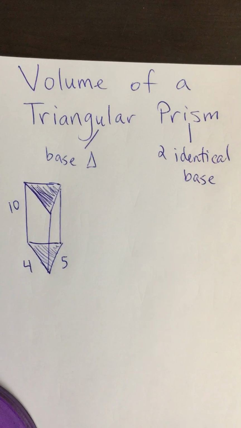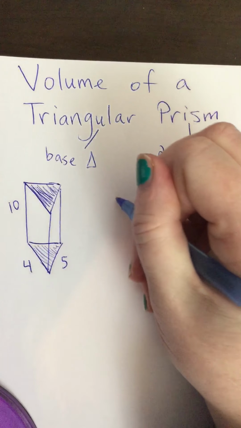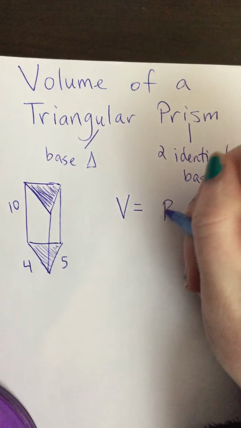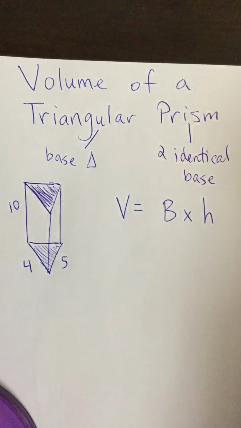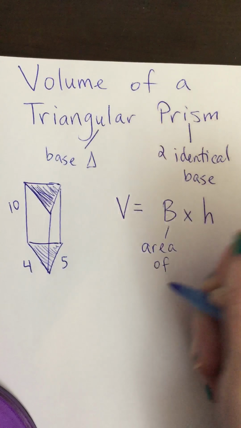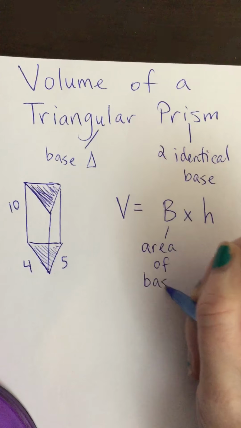Now, in order to find the volume, let me write down the formula. Volume equals big B times H. And remember that this is the area of the base. And then you just times it by the height. So what we want to do is figure out what the area of this bottom piece is and then see how tall that goes up. Okay, so in order for me to do this, I do need to have one more number in here.